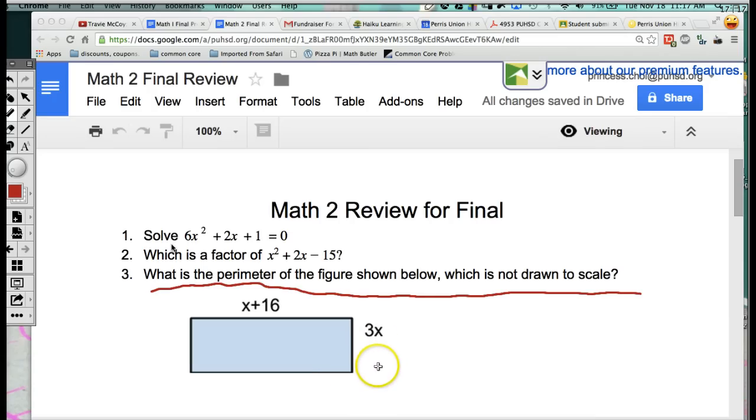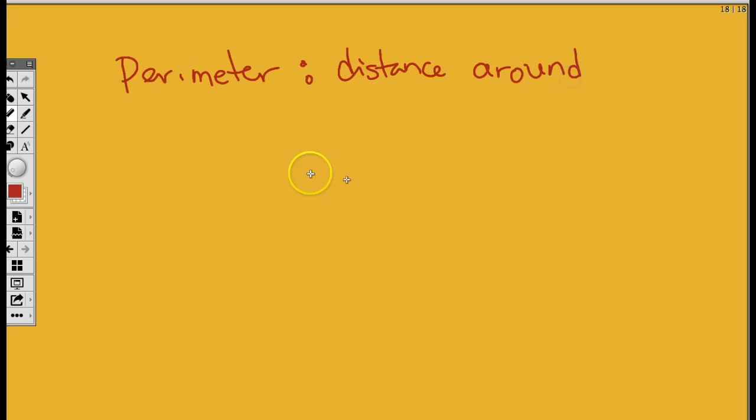Okay, so the first thing I'm going to ask you is, what do you think the word perimeter means, right? Because that's the most important thing. So let me take you to a new page. In order for you to solve that problem, you had to first understand what perimeter means, okay? And yes, that means the distance around. And so if you have a rectangle, that means you gotta find the distance around.